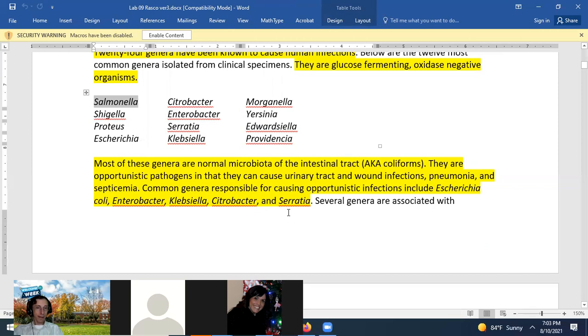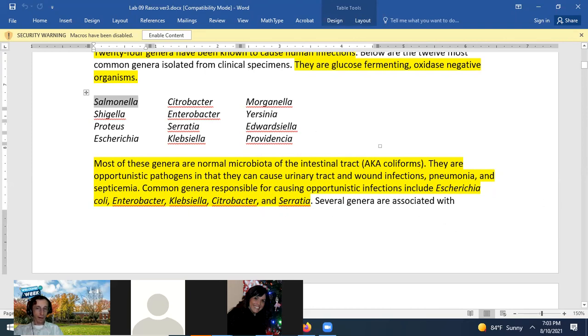They're opportunistic pathogens in that they can cause urinary tract infections, wound infections, pneumonia, and septicemia, that's an infection of the blood. Common genera responsible for causing opportunistic infections include Escherichia, Enterobacter, Klebsiella, Citrobacter, and Serratia.